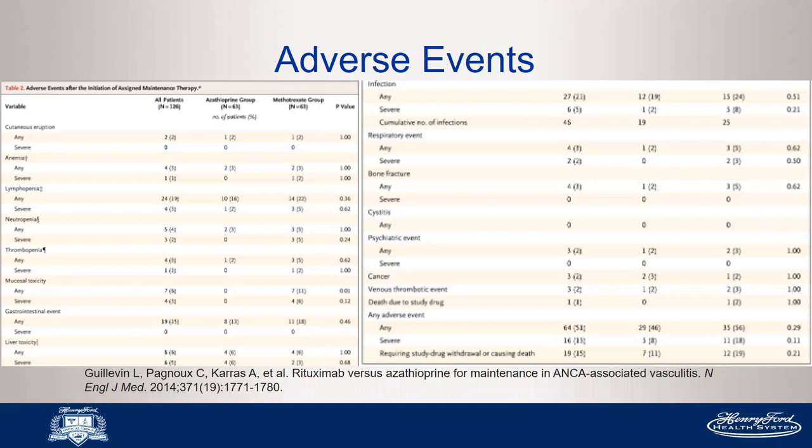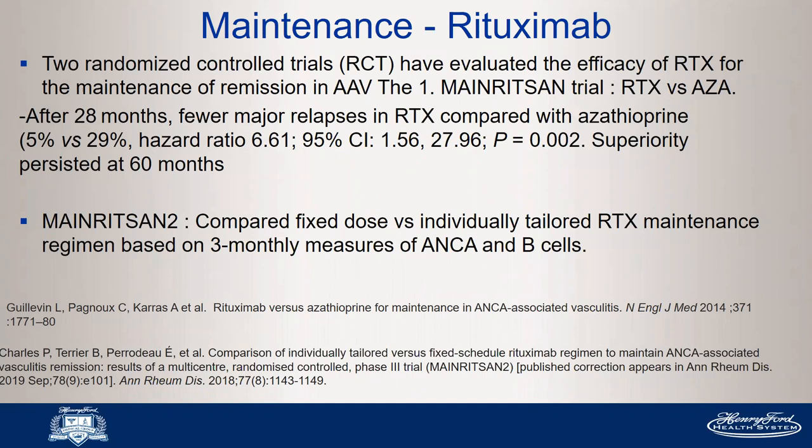And then the last, they've looked into using rituximab as a maintenance therapy. In addition to these, there's another ongoing trial looking at rituximab for maintenance in ANCA vasculitis. But essentially, there are two randomized controlled trials, MAINRITSAN 1 and MAINRITSAN 2. The first one compared rituximab to azathioprine, and they actually saw superiority at 28 months, and that was sustained at 60 months.